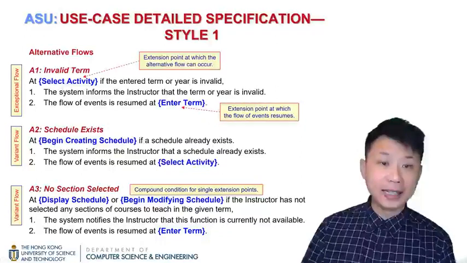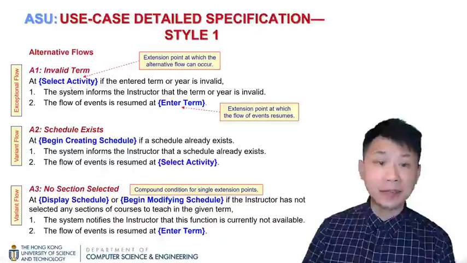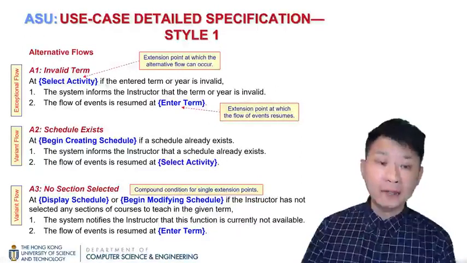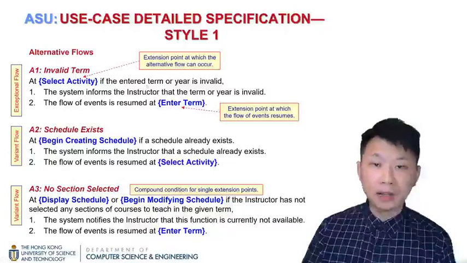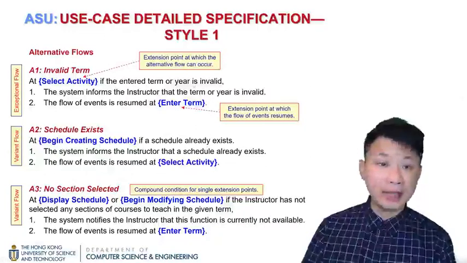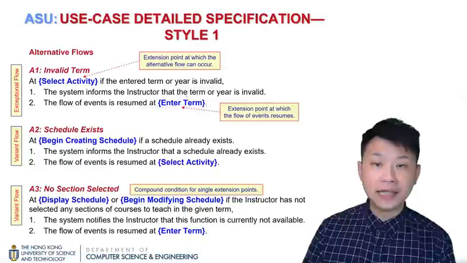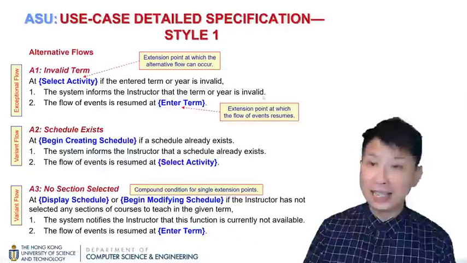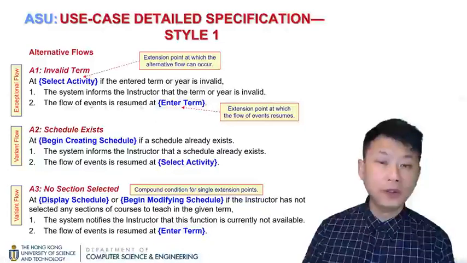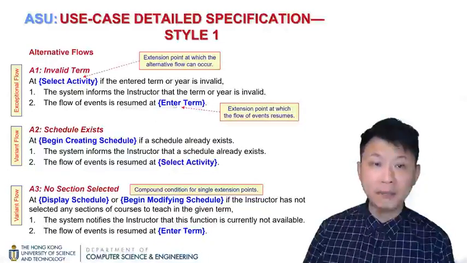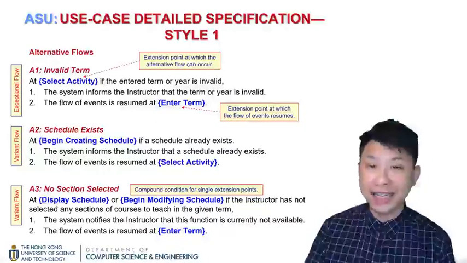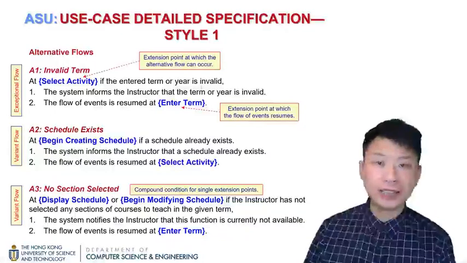For example, at this location, select activity. At this label, select activity. If the instructor entered the wrong term or year, then the system is going to inform the instructor that the term or the year is invalid. Then we're going to resume the flow of events at enter term. So that means we have to re-enter term and year again until we enter something that's going to be correct.